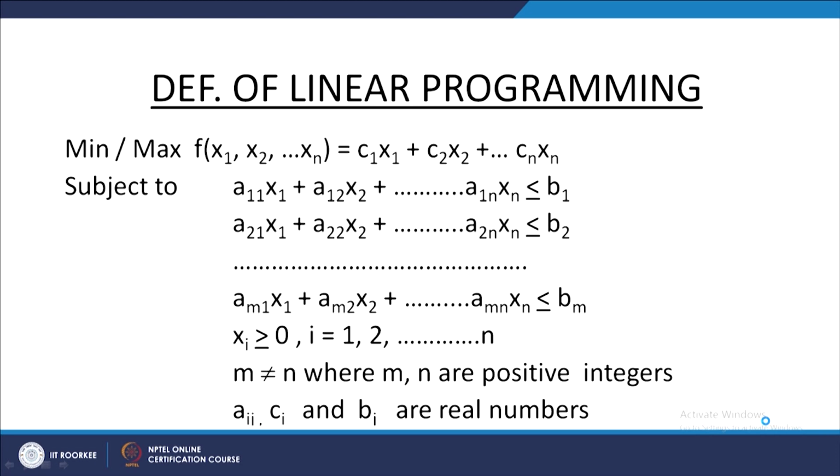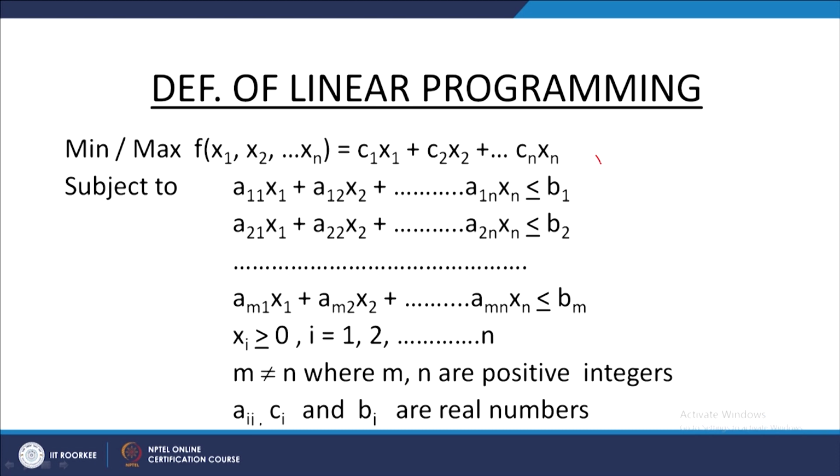Similarly, a21 x1 plus a22 x2 plus a2n xn is less than or equal to b2. And am1 x1 plus am2 x2 plus amn xn less than or equal to bm. All the decision parameters xi should be greater than or equal to 0, where i goes from 1, 2 up to n. Note that in general m need not be equal to n, and m and n are both positive integers. Also, these parameters aij's, ci's and bj's are all real numbers.